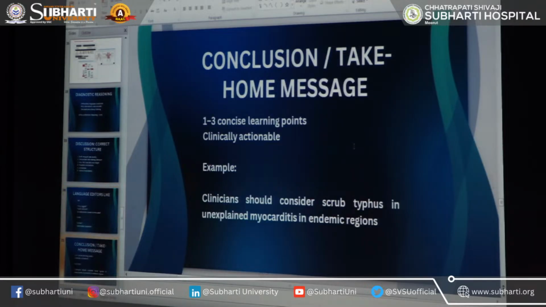Then conclusion, as we all know, is a concrete message, and it has to be clinically actionable because you're reporting a clinical case. So your findings must add what a clinician must improve in such cases, rather than just saying that we found a case, we did this, and we are done with it. You must contribute that this was my learning point, and this is what may be contributed to the current body of literature or current practice.